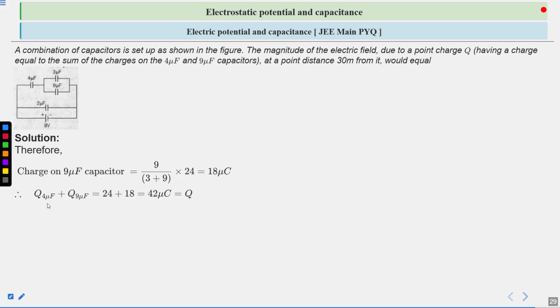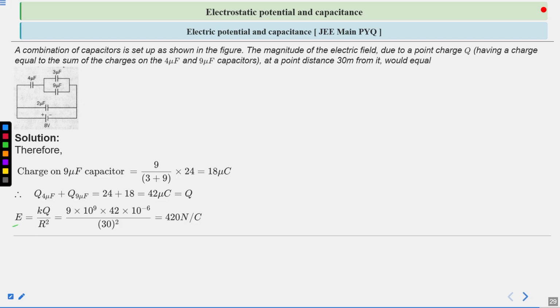Now the sum of charges. We have to find the sum of charges on 4 microfarad and 9 microfarad. On 4 microfarad, the charge is 24 microcoulomb, since charge remains the same in series. And on 9 microfarad, we found 18 microcoulomb, which gives 42 microcoulomb. This 42 microcoulomb is the magnitude of that point charge Q. Got it?